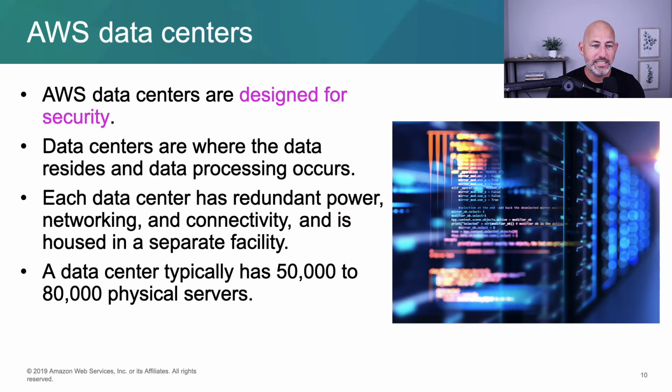So AWS data centers are designed for security. This is where the data resides and data processes. It has redundant power, networking, and connectivity. Typically, a data center has 50 to 80,000 physical servers. When I worked in film, we had some of the largest supercomputers in the world, something similar, but that was just one data center. They have, again, 69 plus of these, because an AZ could be more than one data center. And so you can see they have a lot of machines available.